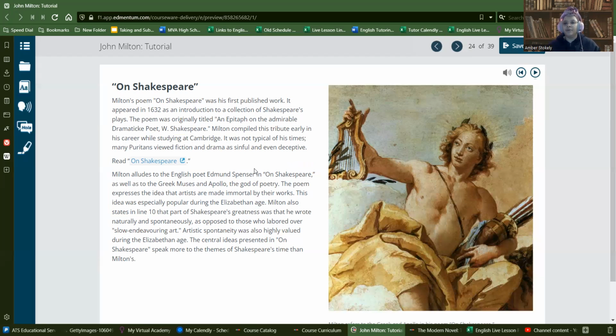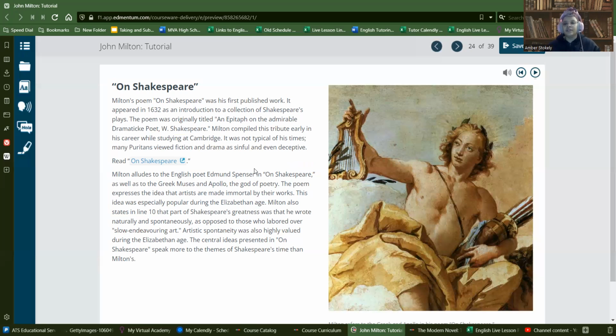And this idea was very popular during the Elizabethan age. And he talks about how Shakespeare's greatness is that he wrote spontaneously and naturally. So he talks about how important it is for artists to produce art and how that helps them live forever. And then he specifically talks about Shakespeare and how Shakespeare's artistry came to him naturally. He had a natural talent, instead of people who labored over slow endeavoring art. So that's people who basically had to try hard to copy him.